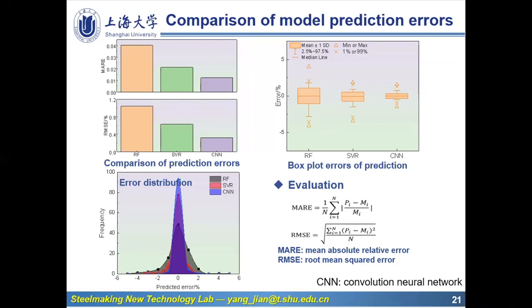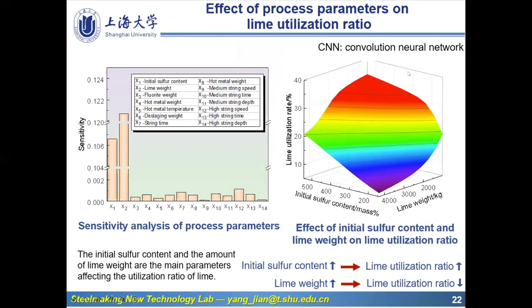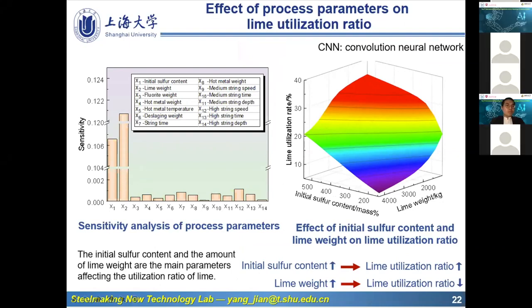So we use the third model, the convolution neural network, to analyze the effect of the process parameters on the line utilization ratio. And here is the sensitivity analysis of the process parameters. The initial sulfur content and the amount of line weight are the main parameters affecting the utilization ratio of line. And here is the effect of the initial sulfur content and the line weight on the line utilization ratio.